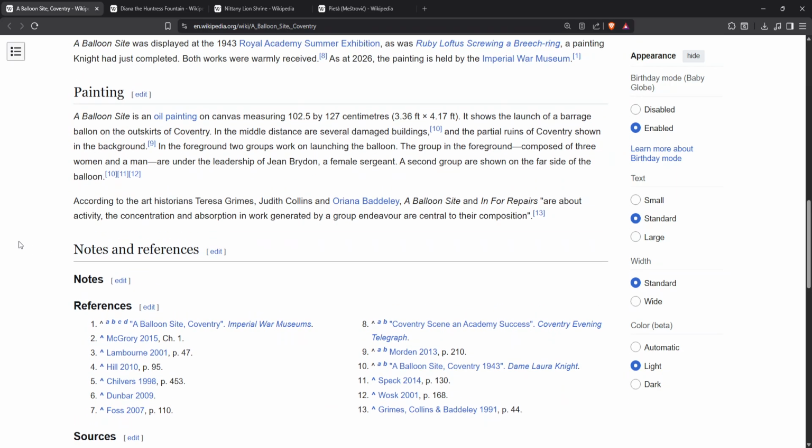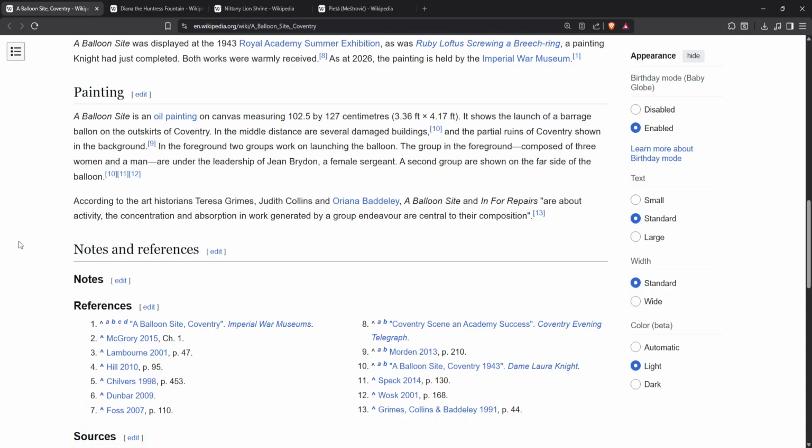Painting. A Balloon Site is an oil painting on canvas measuring 102.5 by 127 centimeters. It shows the launch of a barrage balloon on the outskirts of Coventry. In the middle distance are several damaged buildings, and the partial ruins of Coventry shown in the background. In the foreground, 2 groups work on launching the balloon. The group in the foreground, composed of 3 women and a man, are under the leadership of Jane, or rather, yes, Jane Bryden. I thought it was like a French thing where it's like, oh, it's Jean. The second group are shown on the far side of the balloon.